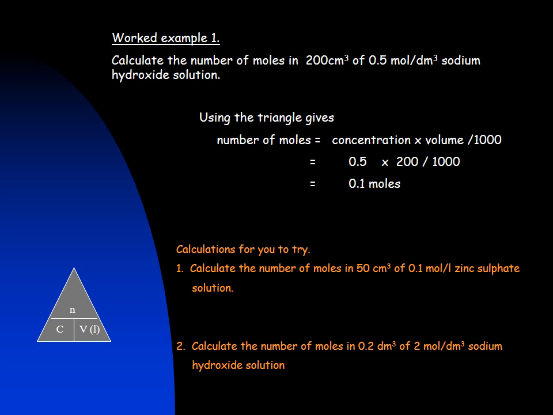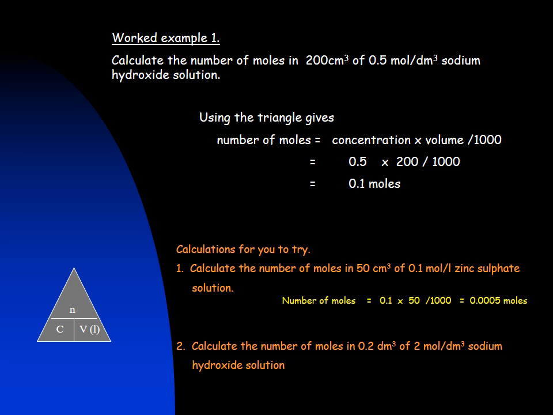So what I would like you to try and do now is try the two following examples on your own. Calculate the number of moles in 50 centimeters cube of 0.1 mole per liter zinc sulfate solution. And the second one, calculate the number of moles in 0.2 decimeters cube of 2 mole per decimeter cube sodium hydroxide solution. So you can pause the video now and just give these two examples a go. So I'm just going to assume that you have done it now.